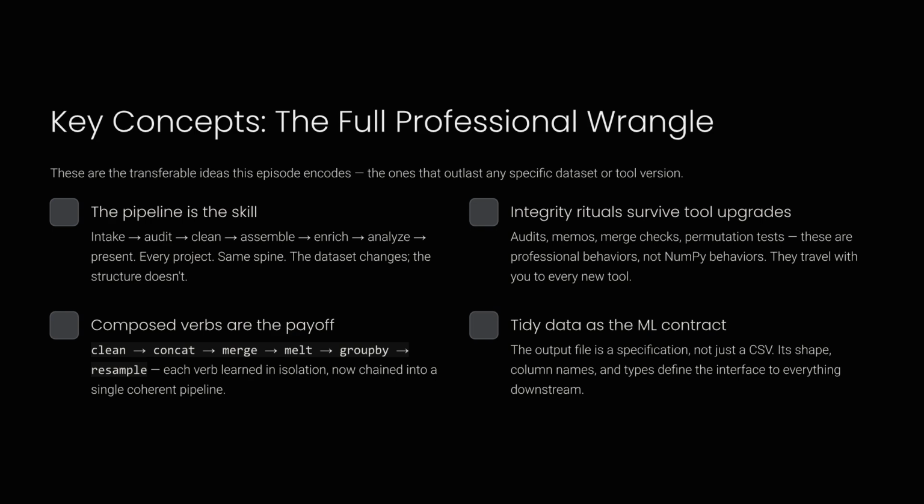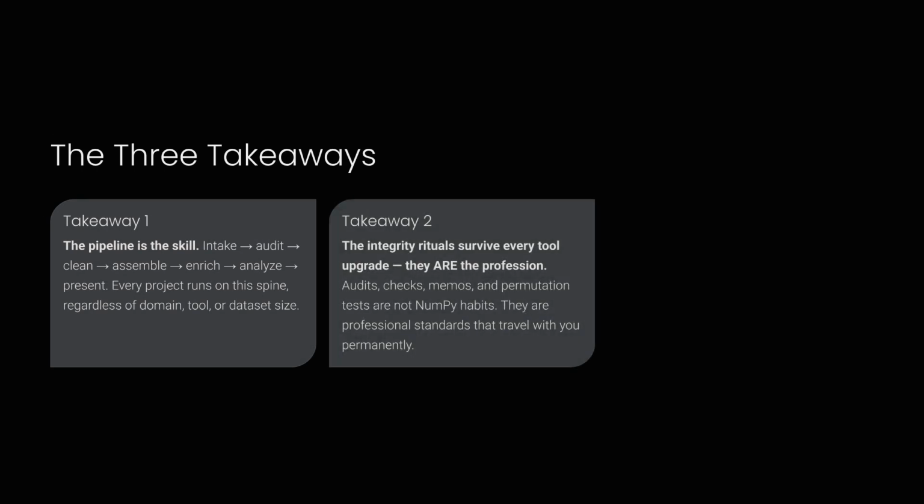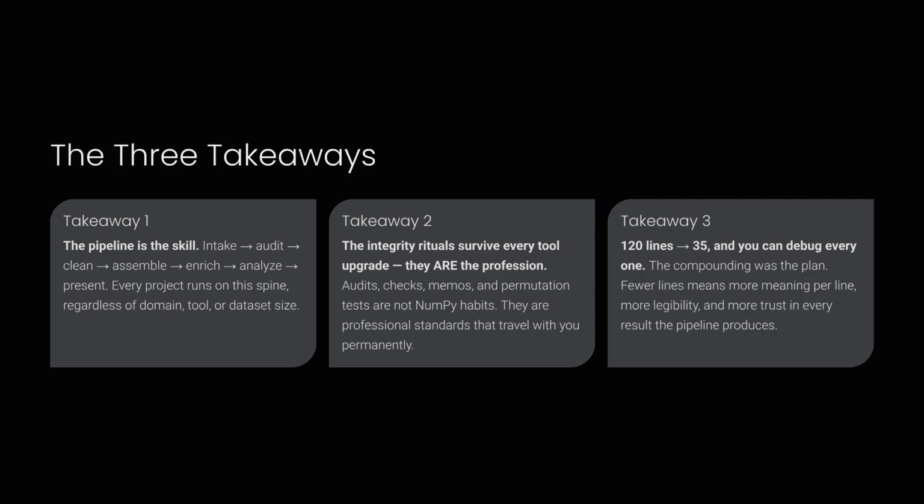To wrap up, remember that the pipeline is the primary skill. Whether you are performing integrity rituals or composing complex Pandas verbs, the structure remains the same. Keep practicing these core principles as you advance. Let's recap with our 3 key takeaways. First, the pipeline is the fundamental skill that defines every project. Second, integrity rituals like audits and checks are your permanent professional standard. Finally, shorter code means higher legibility and greater trust in your results.